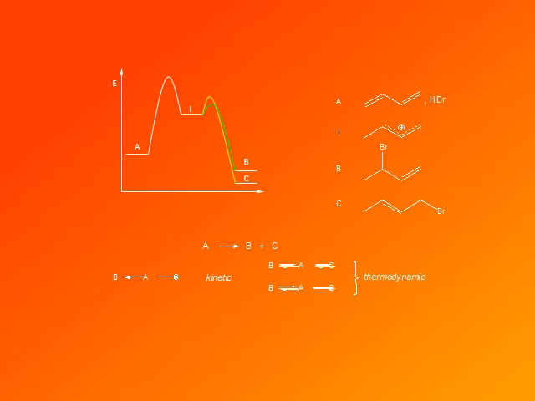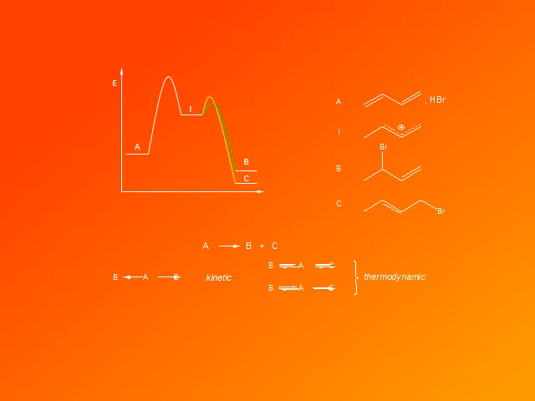Product B, result of 1,2 addition. You can see activation energy to form product B is lower, so that's faster reaction. On the other hand, activation energy to form product C, result of 1,4 addition, is higher, but that's more stable product, so that's thermodynamic reaction. Therefore, depending on reaction conditions, we will get either product B or C preferentially.